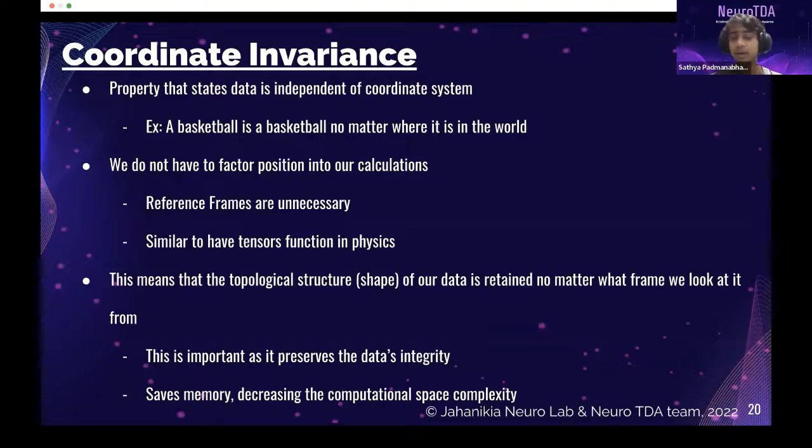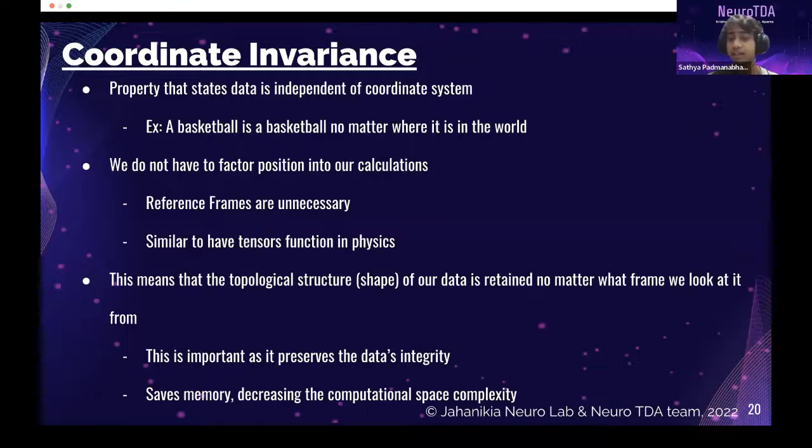So one of the first properties of NeuroTDA, and especially TDA in general, is called coordinate invariance. This is a property that states that our data is independent of the coordinate system. So for example, a basketball is a basketball no matter where it is in the world, right? It still has that same shape. Similarly, the shape of our data will be the same no matter what position we put it in. So this means that we don't have to factor position into our calculations, and reference frames are unnecessary.